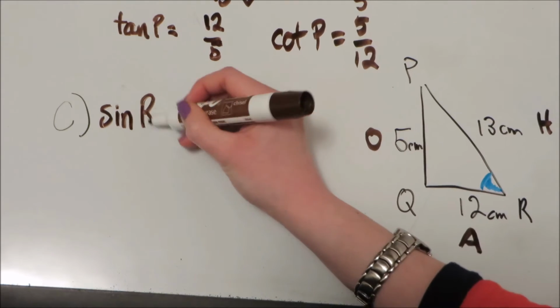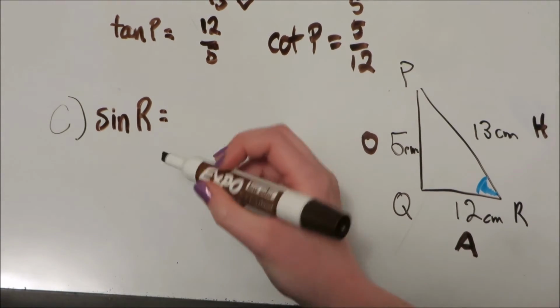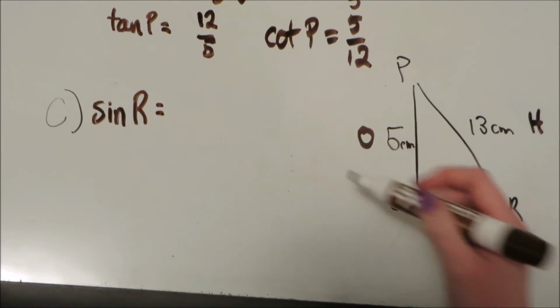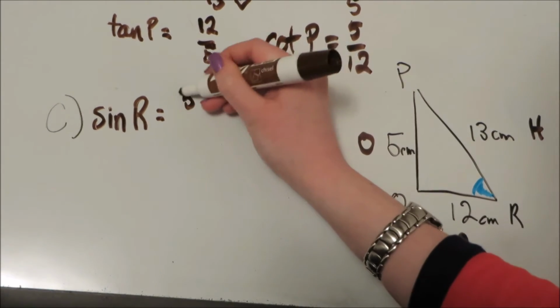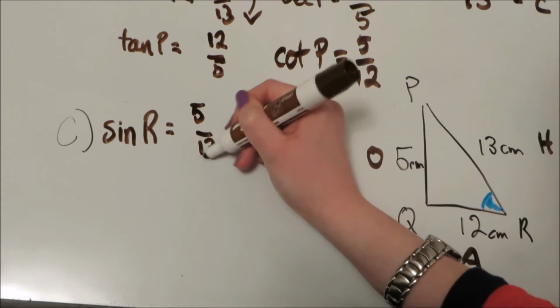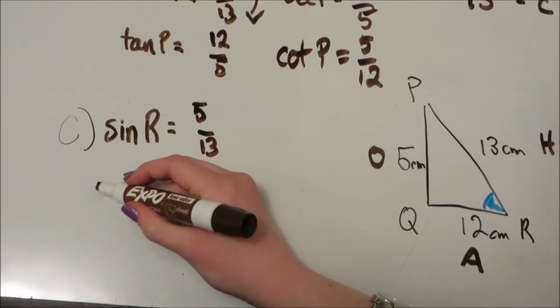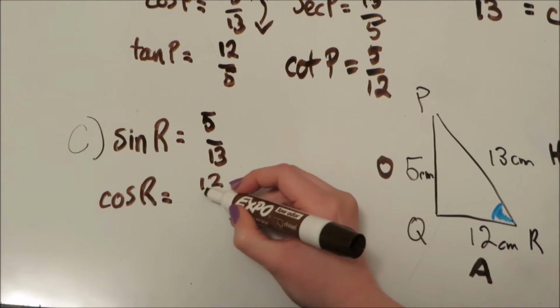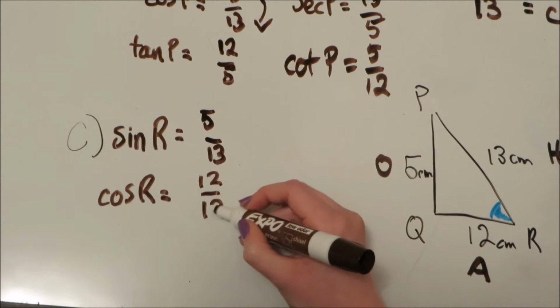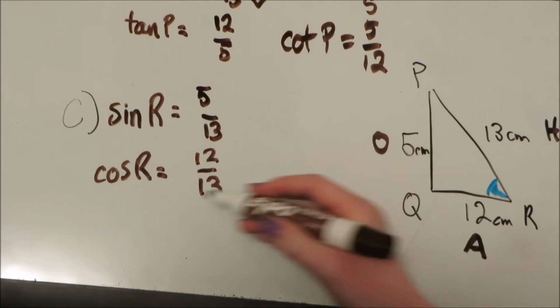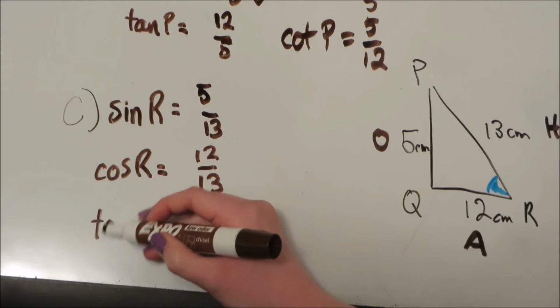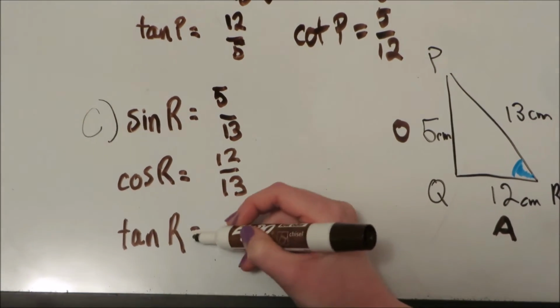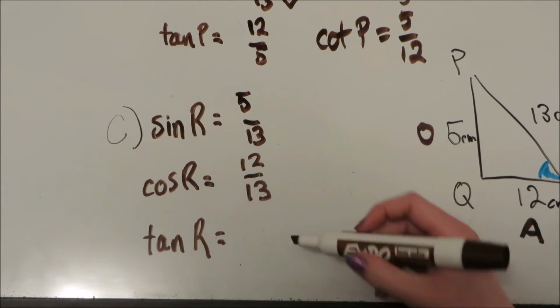So sine of R is equal to opposite over hypotenuse. So that's 5 over 13. Cosine of R is equal to 12 over 13. And tan of R is equal to 5 over 12.